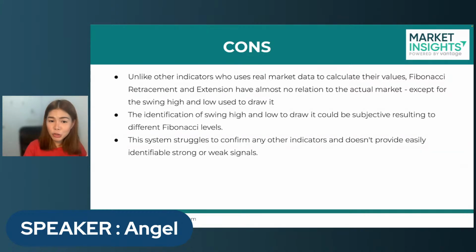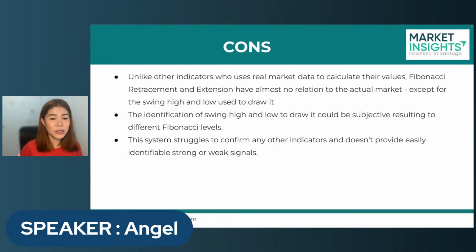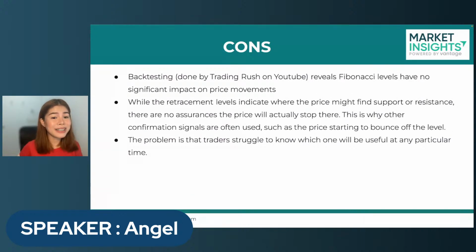The identification of swing high and low could be subjective, resulting in slightly different Fibonacci levels. This system struggles to confirm with other indicators and doesn't provide easily identifiable strong or weak signals. It has a lot of cons, to be honest. But again, many traders are putting this into consideration when trading. So it's better to still know it.